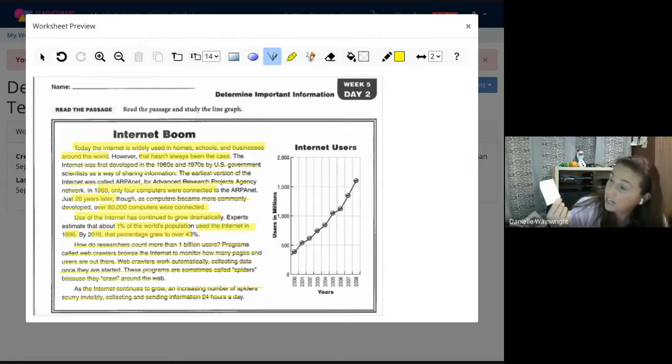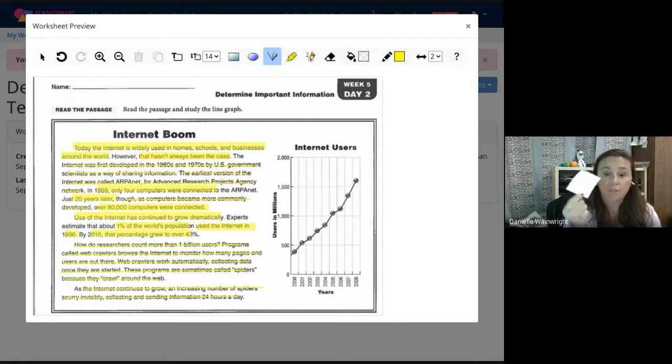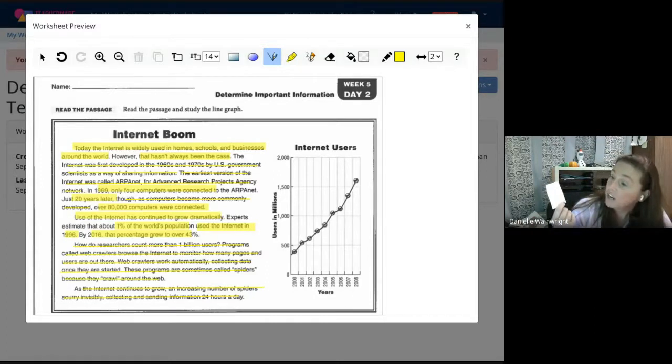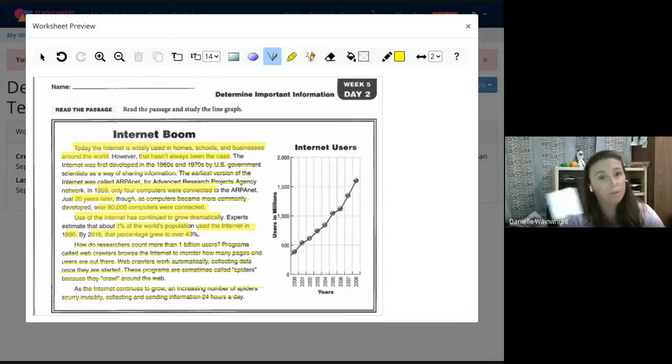By 1989, there were over 80,000 computers on the internet. Well, this is about how many computers were on the internet and the growth of it. So, yep, that's an important detail, key detail. In 1969, only 4 computers were on the internet. Again, it's about the growth of the internet. So, yes, that is important.